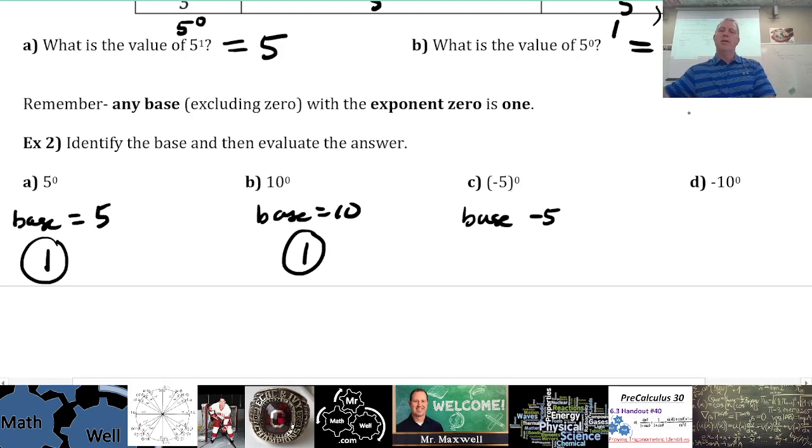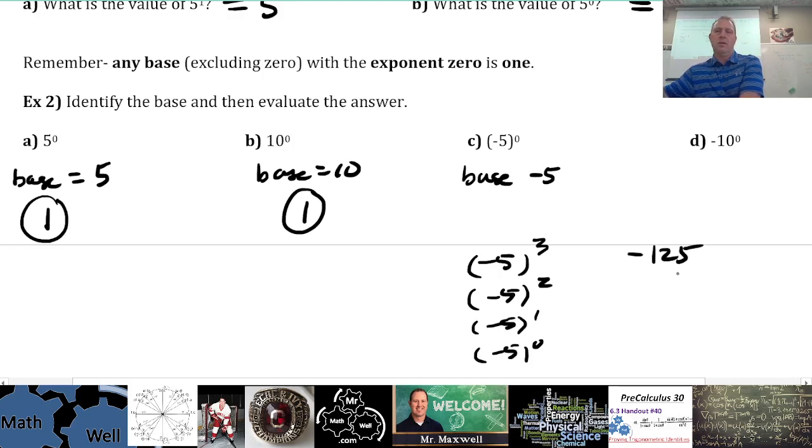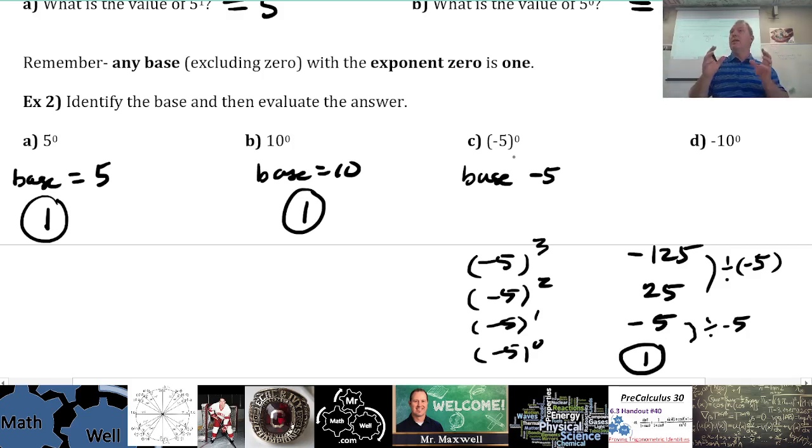Negative? Okay, let's just double check this. If we did -5 to the power of 3, -5 to the power of 2, -5 to the power of 1, and then -5 to the power of 0, what are the standard values here? This is going to be -125. This is going to be +25. This is going to be -5. So what's happening here? We are dividing by -5. So what happens at the end? If I divide by -5, this is going to be positive or -1? +1. So any base, even if it's negative, to the power of 0 is +1.